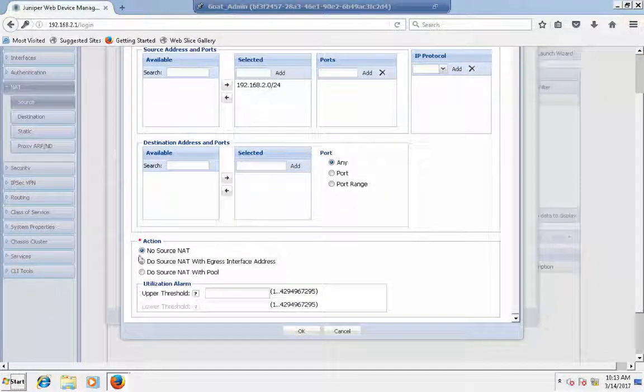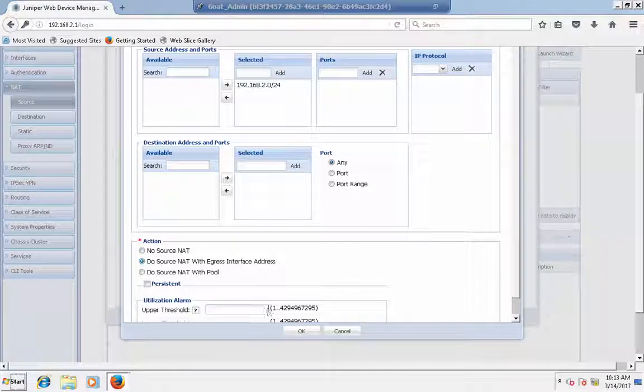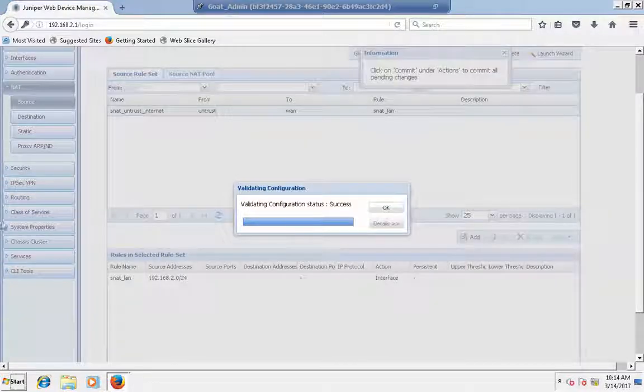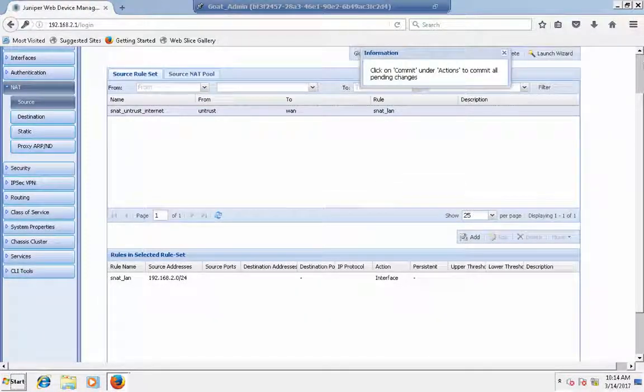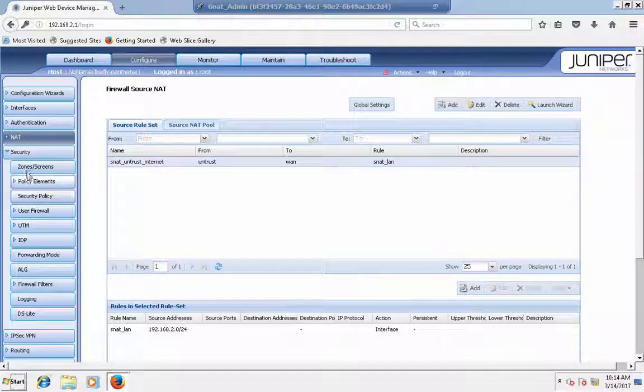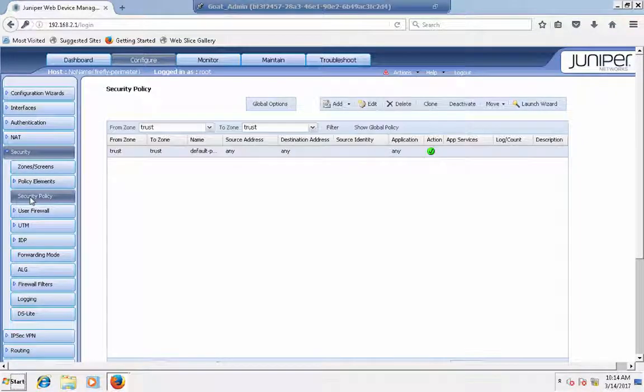So what's our action going to be? Source is egress. Do source NAT with egress interface address. We hit OK. There's the rule hanging out right there. We hit OK again. Anything else we need to do on this firewall before we're done? There is a commit. There's one other thing we need to do before we commit. I assume the last source NAT out. Yeah, we actually have to go make a policy allowing the LAN to go out to the internet.